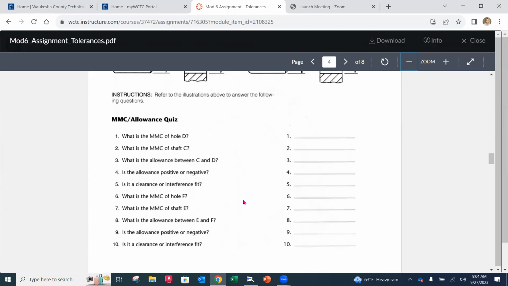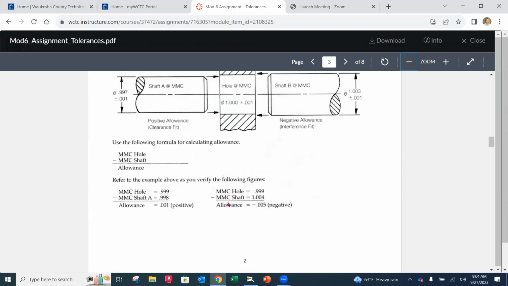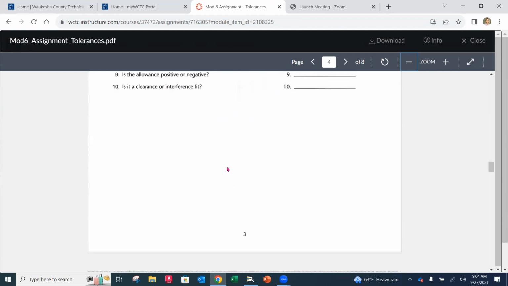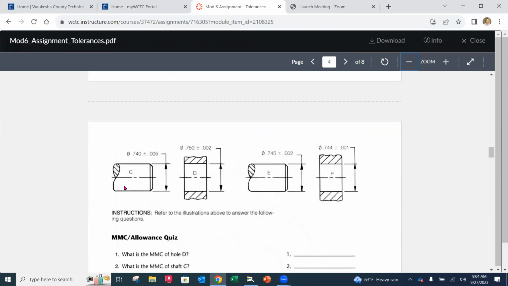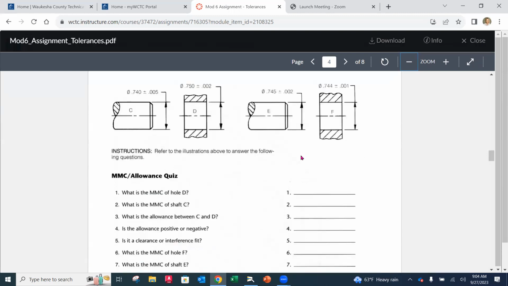Okay. And then it's going to ask about allowance, positive or negative. Is that clearance or interference? The example for calculating the allowance is on the very page before this. So reference that. You're going to use those MMC sizes to determine that. Okay, so you're going to get 2 opportunities, one for the left-hand side, pin and hole, and one for the right-hand side, pin and hole. Any questions on that?